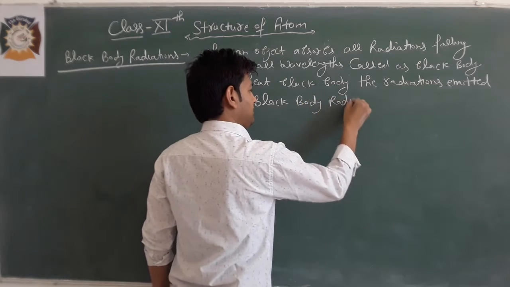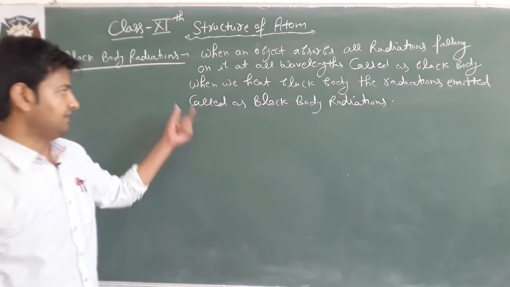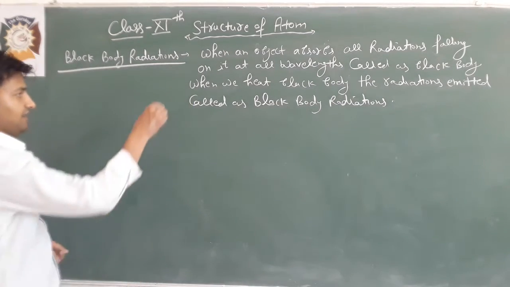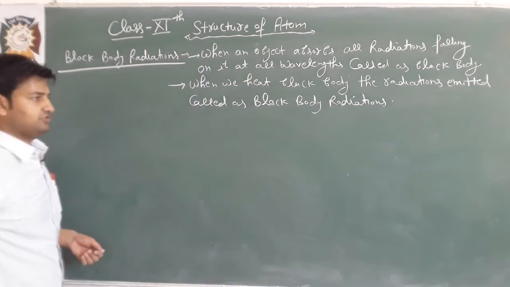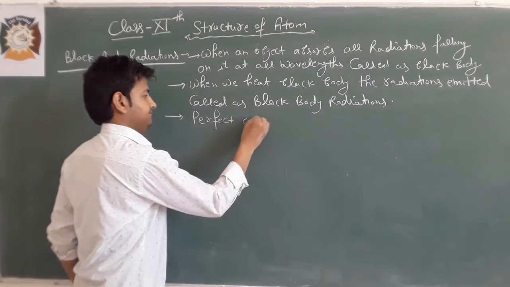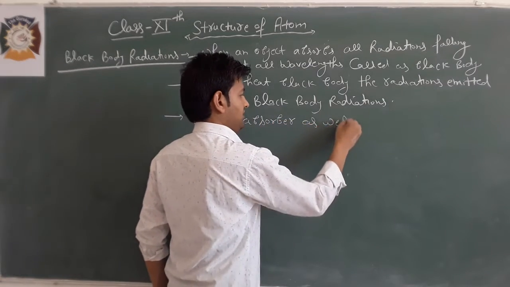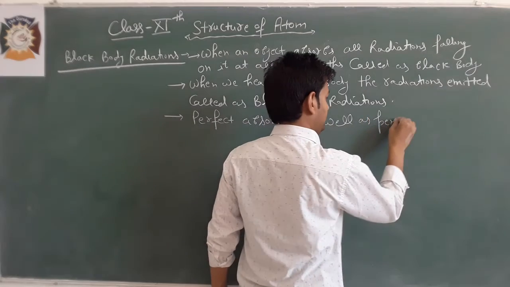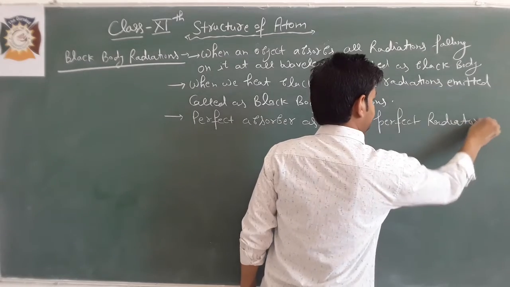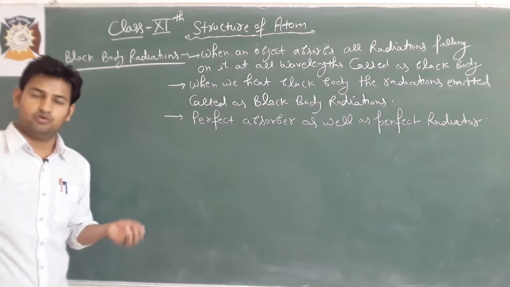Black body radiations. When we heat a black body, the radiation emitted is called black body radiation. A black body is a perfect absorber as well as a perfect radiator of radiations. These are the main points about the black body.